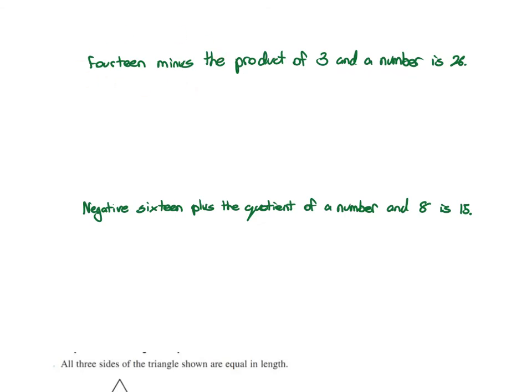14 minus, that's kind of weird. We know that subtraction's not commutative. You can't flip-flop in subtraction and get the same answer like you can with addition or multiplication. And let's start with the other part then, the part that's kind of easier. The product of 3 and a number.